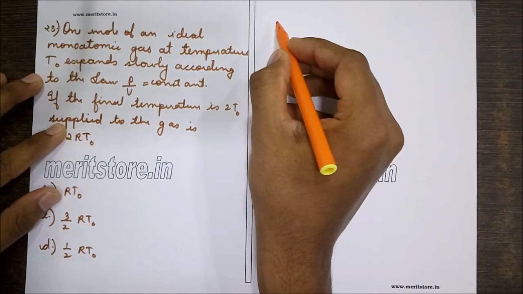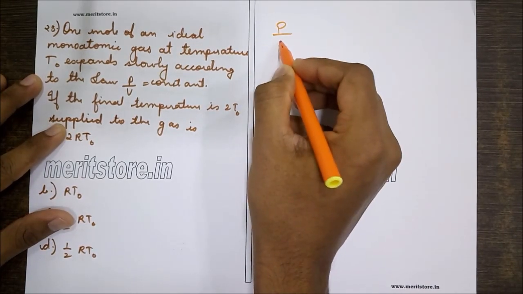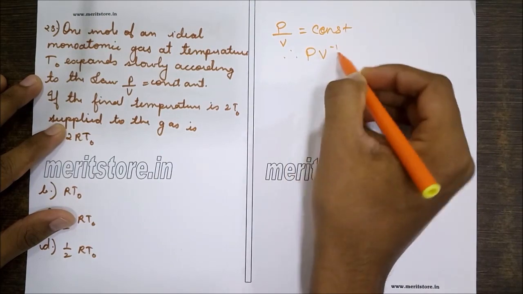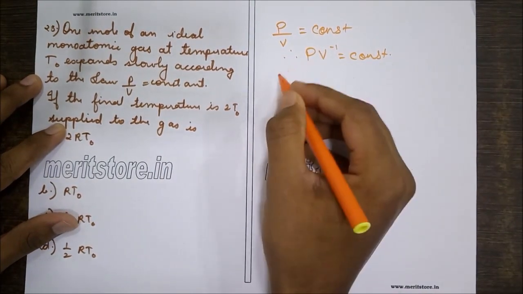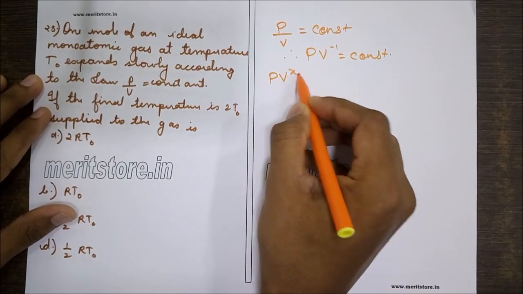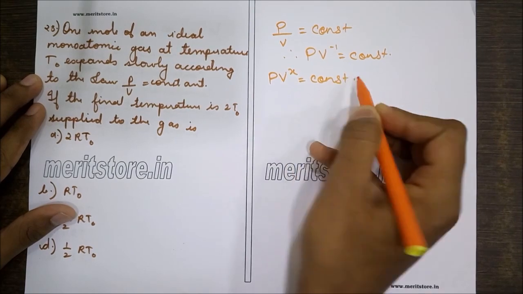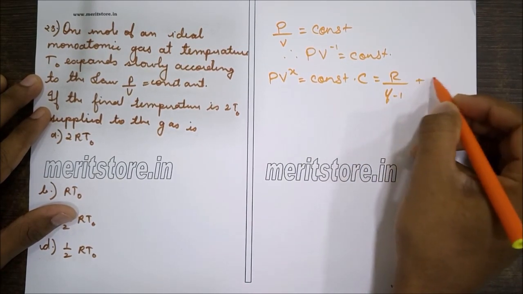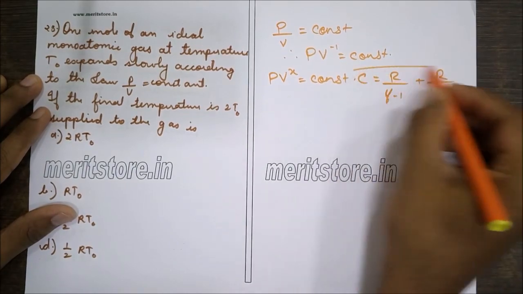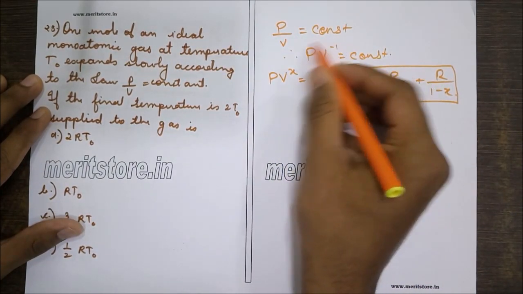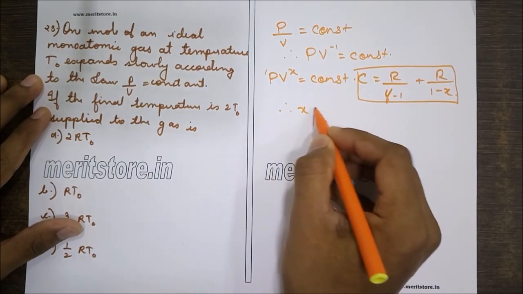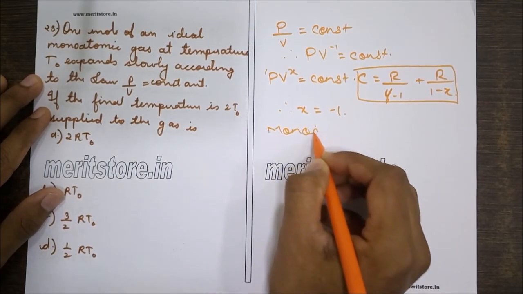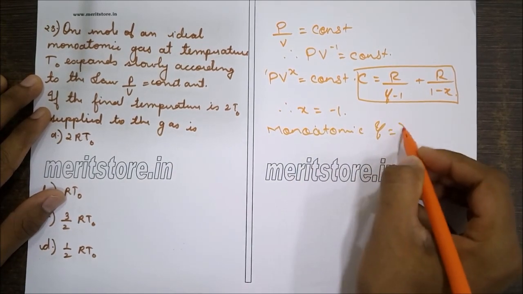Now since they have given that the gas expands according to the relation P upon V is equal to constant, we can write P V raised to minus 1 is equal to constant. Also, for any process which follows PV raised to X is equal to constant, the molar heat capacity C is given as R upon gamma minus 1 plus R upon 1 minus X. So this is a general formula, and from this, if we equate these two relations, we get the value of X as minus 1. And for a monoatomic gas, gamma is equal to 5 by 3.